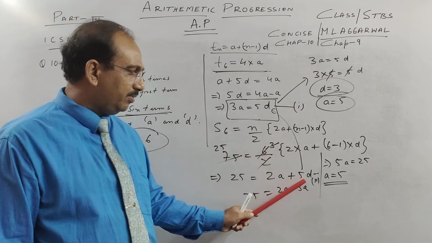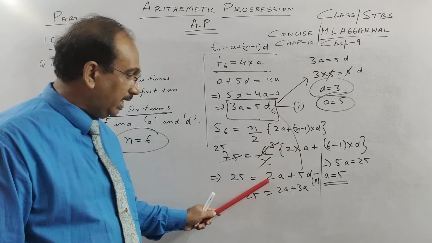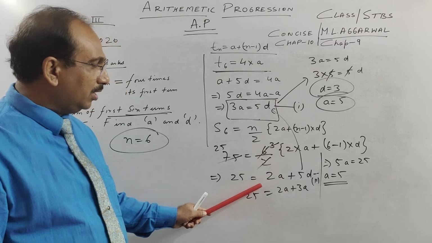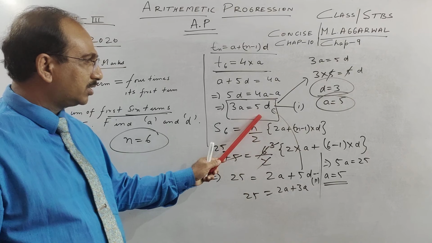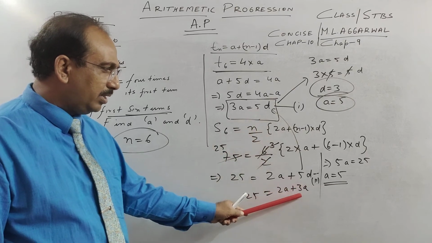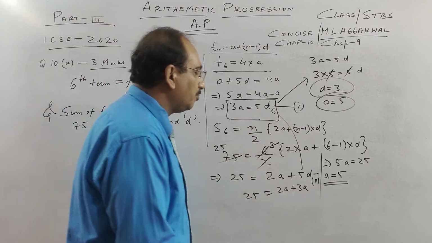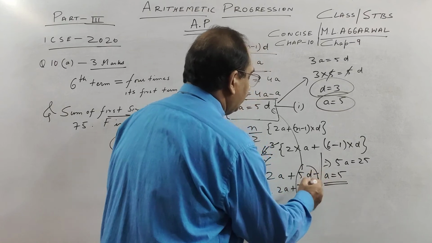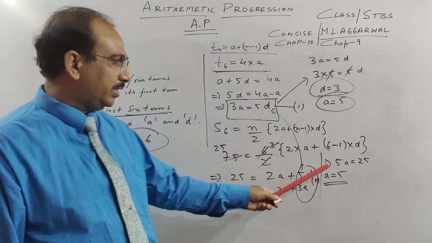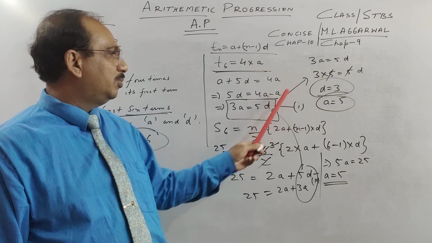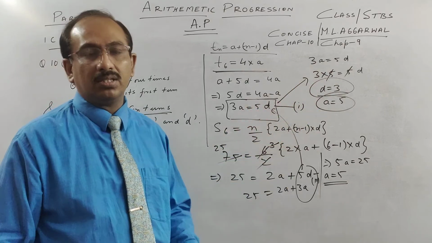We get 2A plus 5D. So here you could have written one more line, substituting the value of D, that is 5D, from equation 1 in equation 2. So 5D becomes 3A. This is very important over here when you solve. 5D becomes 3A. So 5A is 25, A is 5. A is 5, you put over here. So you get D as 3.